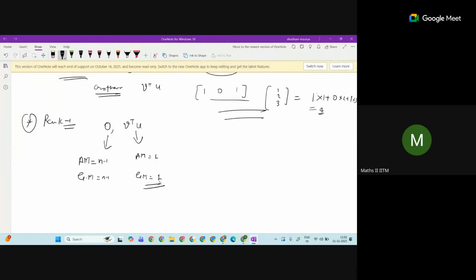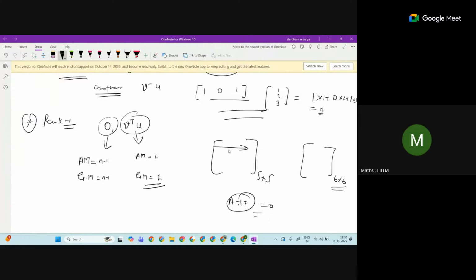If you have a rank 1 matrix, you can quickly guess, even for a bigger n by n matrix, 5 by 5, 6 by 6, or a very big matrix. If you quickly guess that the matrix is rank 1, then there is no need to do A minus lambda I and the whole procedure to find all the others. Just find one of the rows, then you can quickly say this is the eigenvalue and this is the eigenvector.